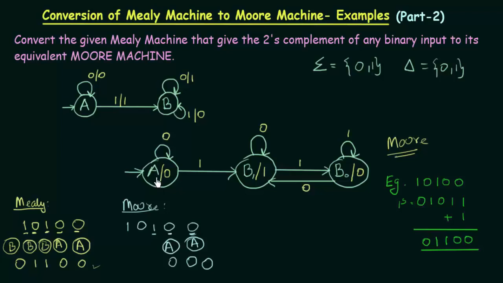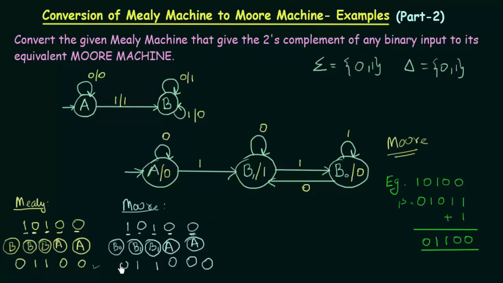Now we get the next input, that is 1. In state A, when you get input 1, it goes to state B1, and the output produced by state B1 is 1. The next input we get is 0. We are in state B1, and when you get 0, it stays in B1 itself, and the output B1 produces is 1. Now we are in B1 and we get the next input, that is 1. In B1, when you get the input 1, it goes to B0.